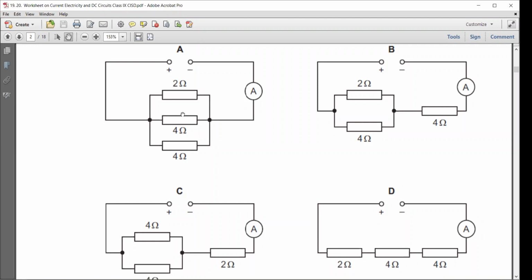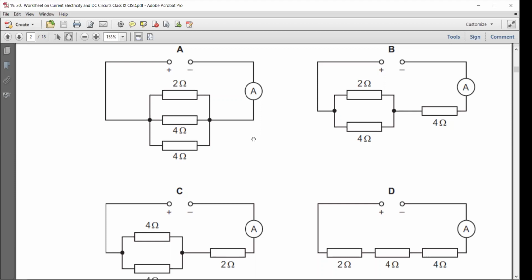Can anyone tell me who did the calculations? Ziva, you did the calculations. Very good. So, the first one's resistance is 1, the second one is 5.33, the third one is 4. Aisha and others, please note this down. How did you get 1? Using the formula, 1 by 2 plus 1 by 4 plus 1 by 4, whole inverse.